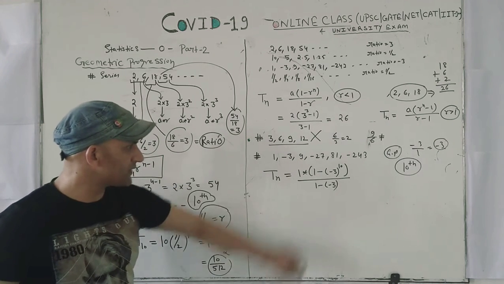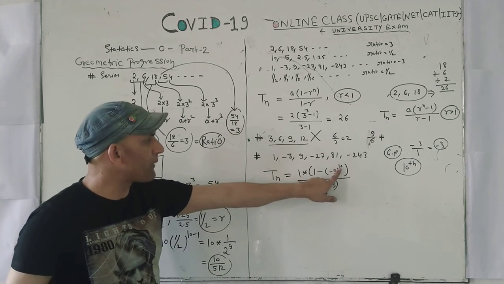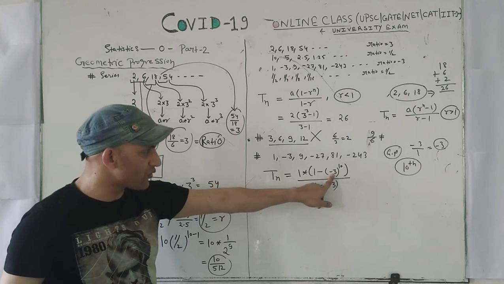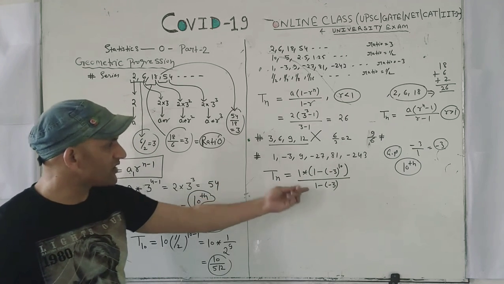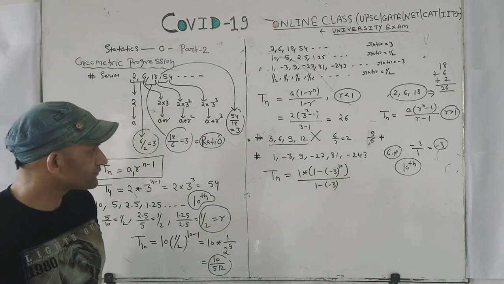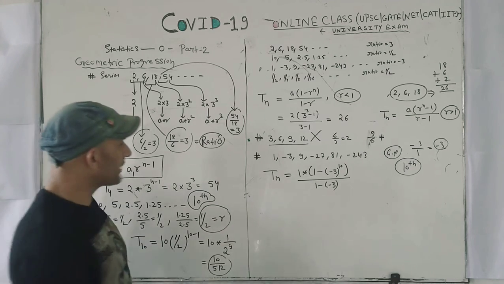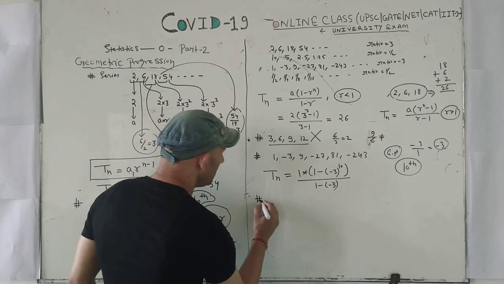Minus to the power, this is even, so in this condition this is positive. And 1 minus minus 3 to the power 10, you can calculate it. Very, very simple. So I think that you understand. I am just solving one more example.